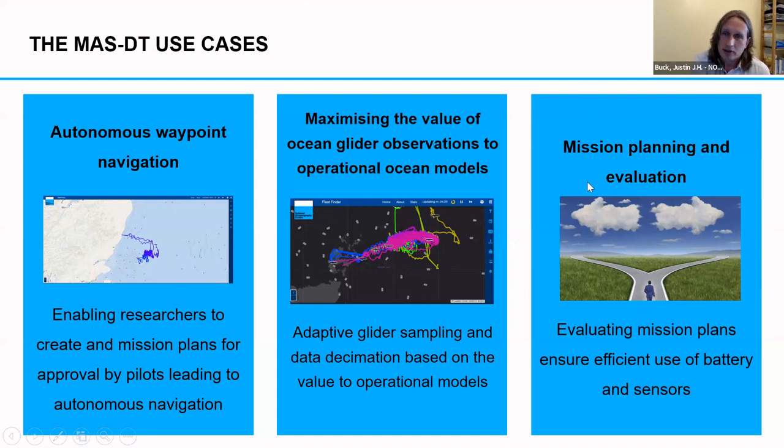The second one is around maximizing the value to the Met Office ocean models. So this is a glider operated for the Met Office. And we want to tweak the way we're operating this glider to give them more benefit. And the third is around mission planning and evaluation. So we give researchers the ability to interact with the twin, and that will give them options in terms of how they can operate the platforms for users.